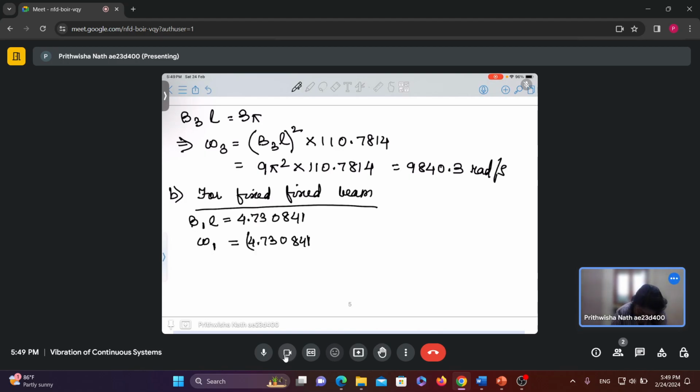So 4.730841 squared into 110.7814, which comes out to be around 2479.3826 radians per second.